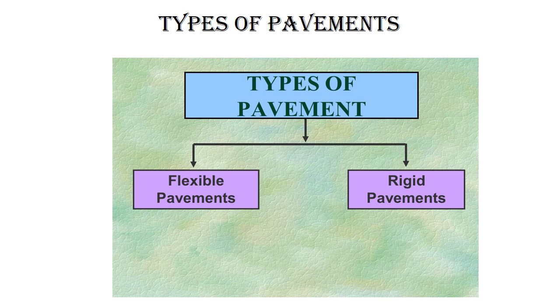Based on structural behavior, road pavements are generally classified into two categories: one is flexible pavement, another one is rigid pavement. When the surface course is constructed using bitumen or asphalt as a binding material, it is termed a flexible pavement. When the surface course is constructed using cement concrete as a binding material, it is termed a rigid pavement. Other types of pavement structure include semi-rigid pavements or composite pavements, and interlocking cement concrete block pavements.